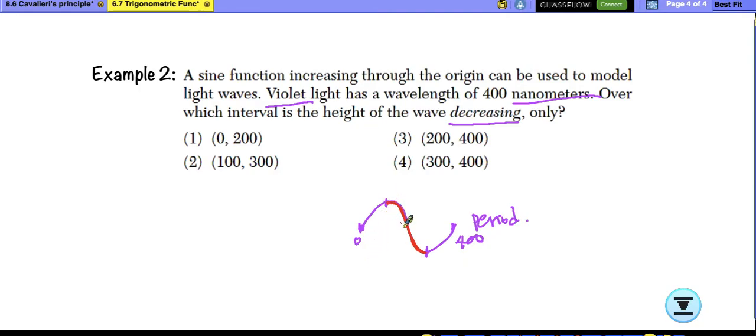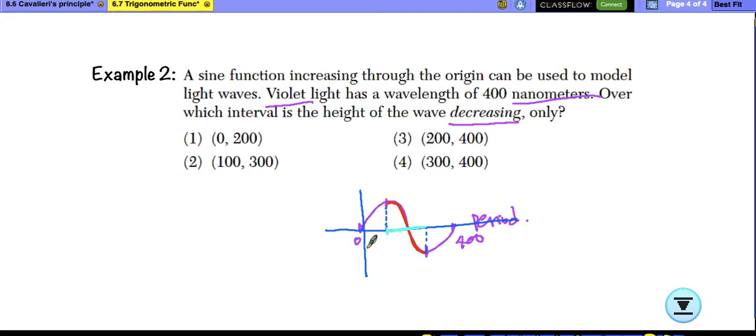So the idea is, let's say I can draw the function. If I draw the function looking this way, what is this interval? That is the one we need to find the answer to.